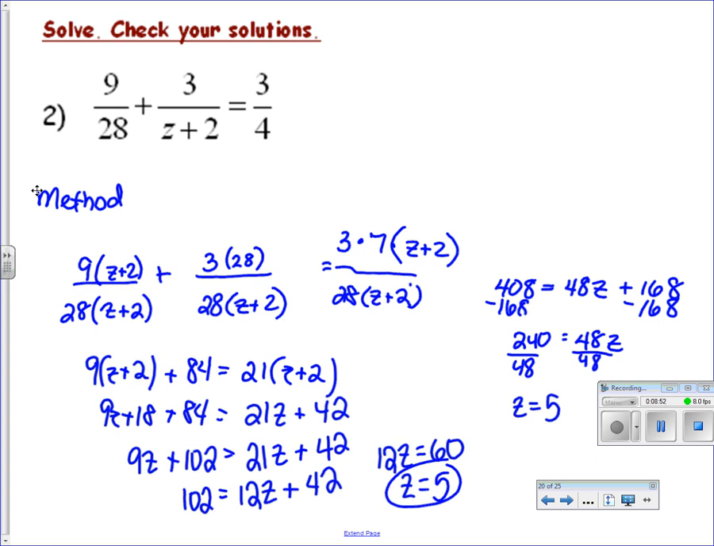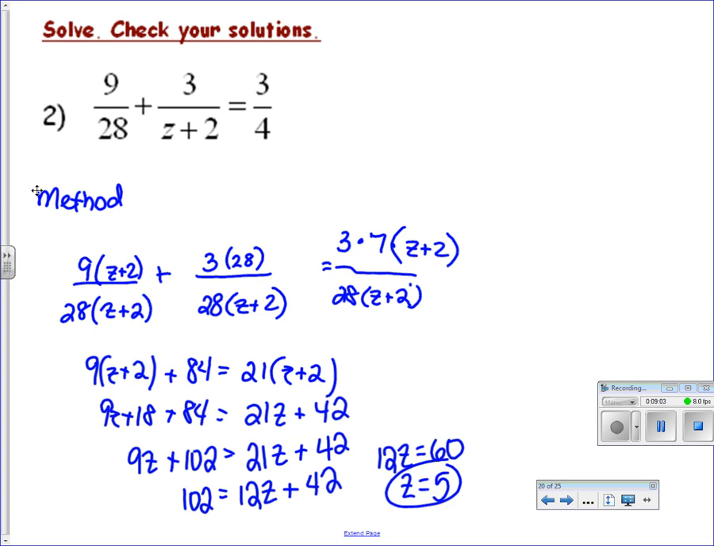Which method makes more sense? None. Okay. I like the second method because I don't like to necessarily have to cross multiply. To me, that's more work. Yes?